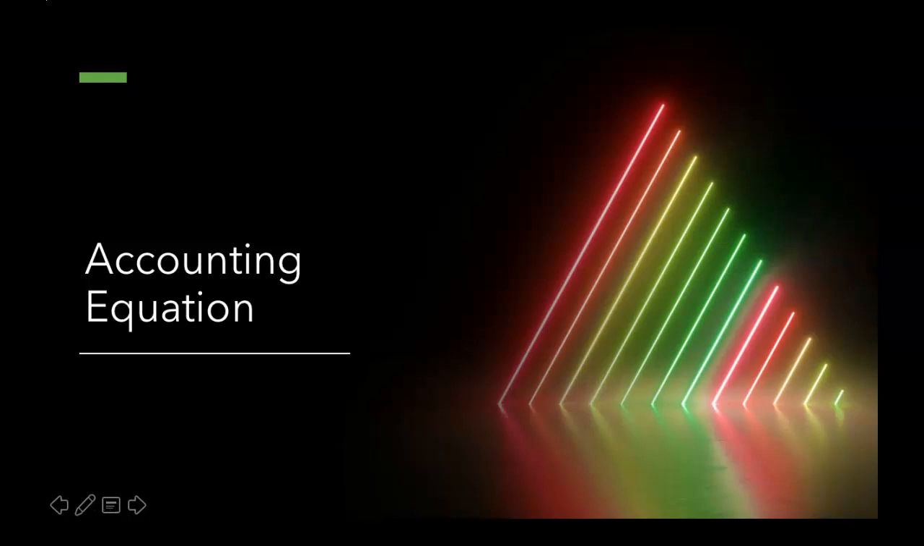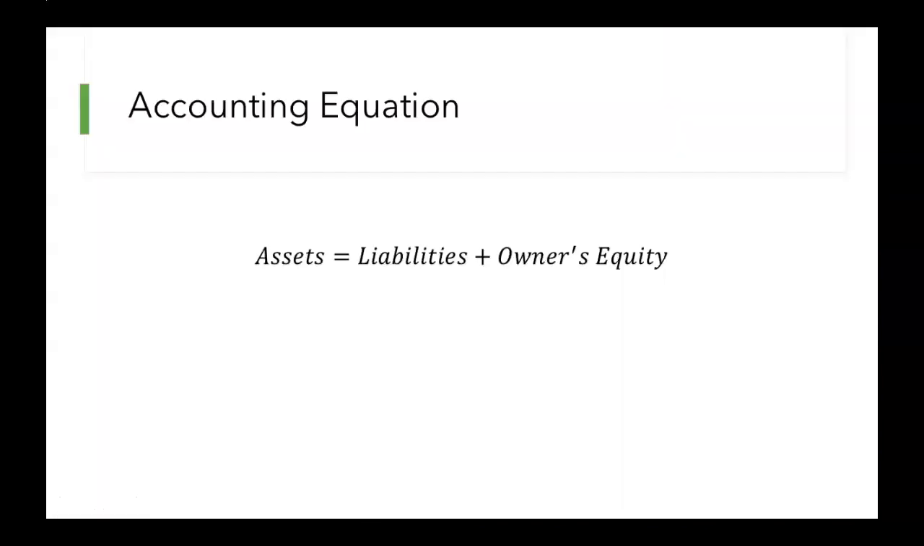Let's review the accounting equation. So the basic accounting equation is assets equals liabilities plus owner's equity. Now, why does this make sense? Well, liabilities are the creditor's claim of the assets, while owner's equity is the owner's claim of the assets. So those two put together are all of the assets that a company will have. So that's the basic accounting equation.